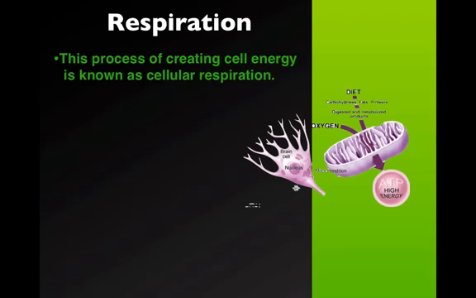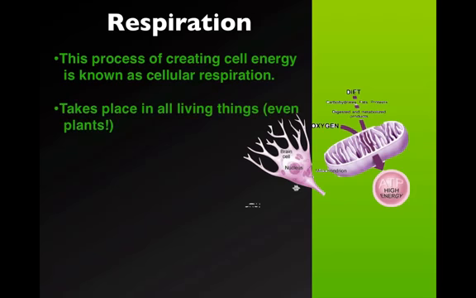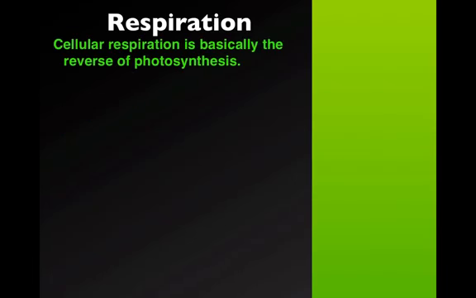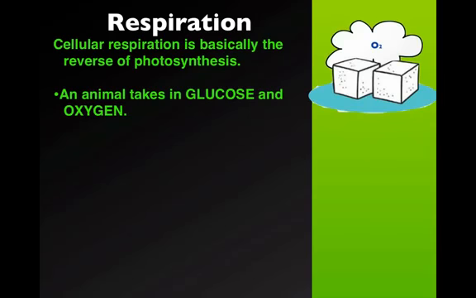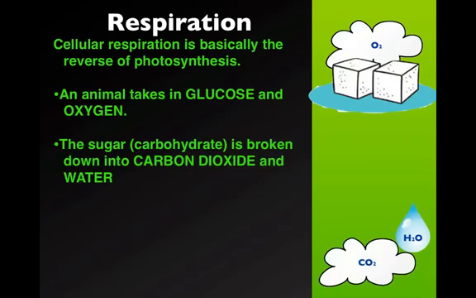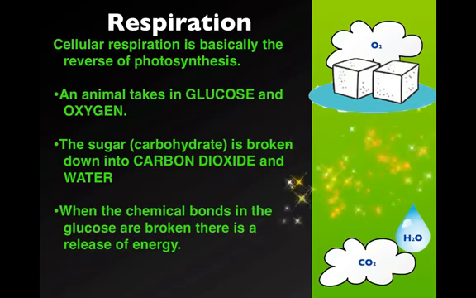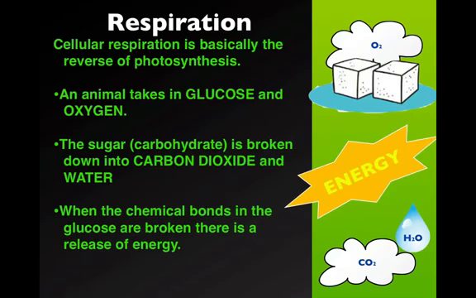So this is what's known as cellular respiration. And it takes place in all living things, including plants. So like I said earlier, this is basically the reverse of photosynthesis. Okay? An animal takes in glucose and oxygen, and it breaks it down into carbon dioxide and water. And when it does that, there's a release of energy. So that's where we get our energy from.